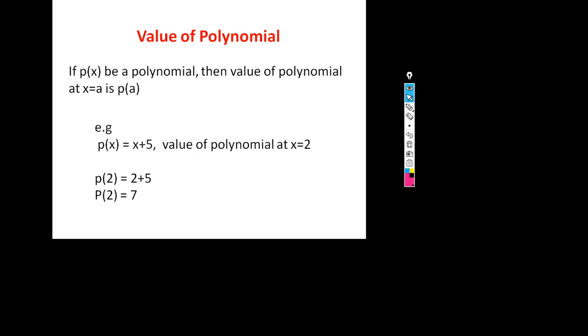We have an example here. p of x is the polynomial x plus 5, and we want to find the value of the polynomial at x equals 2. So what we'll do is substitute the value of x as 2 in the polynomial, and we will get the value of the polynomial. As you see here, when we substitute x as 2, we get 2 plus 5, that is equal to 7. This concept will be clear to you with a few more examples.